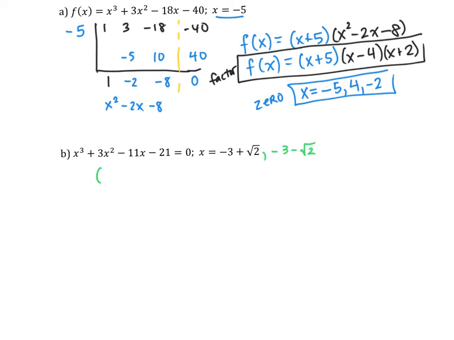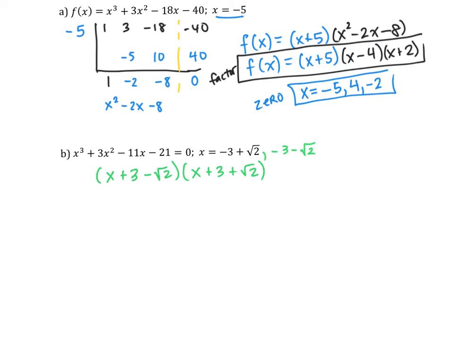Okay, so if my first answer was -3 plus √2, then it must be true that my factor is x plus 3 minus √2. Because if I solve this, I would minus the 3 and add the √2. Okay, for the second factor, if I want to get -3 minus √2 as my answer, I must have had x plus 3 plus √2, so that when I solve it, I get -3 minus √2.